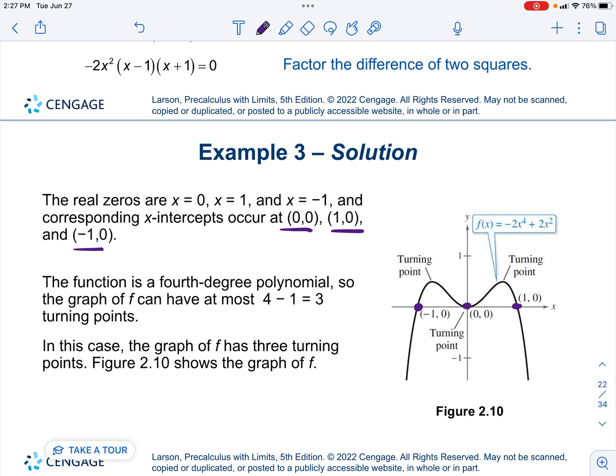Turning points on a graph is where you go from increasing to decreasing. So like increasing is here, up, decreasing is down. So my turning point is right at that maximum. Here's another turning point and a third turning point.